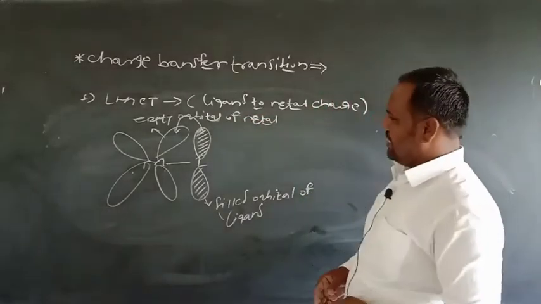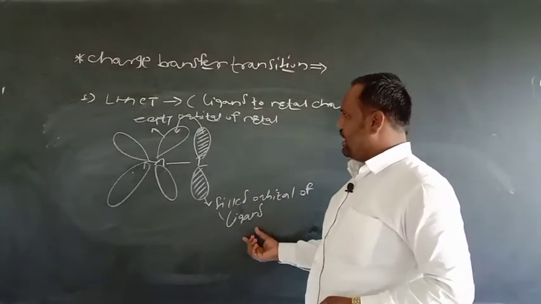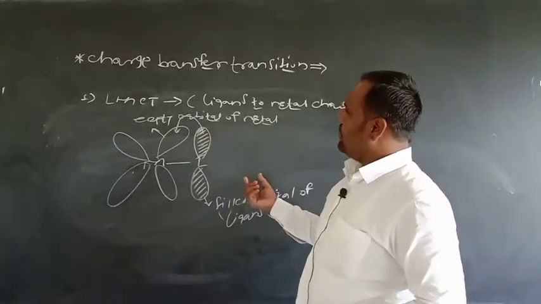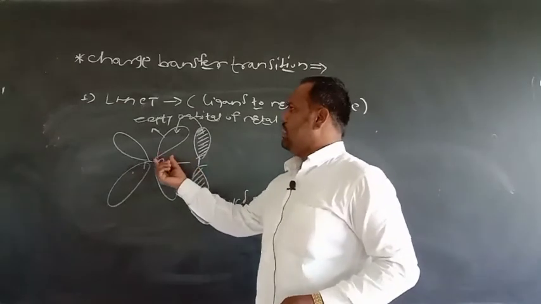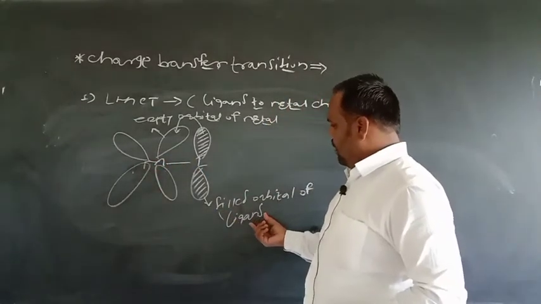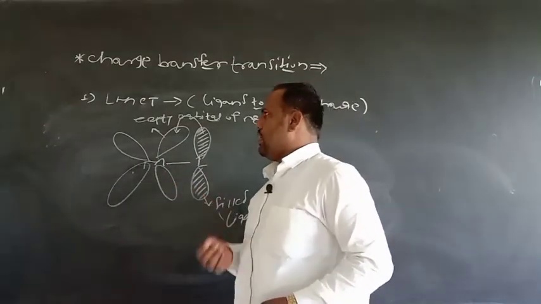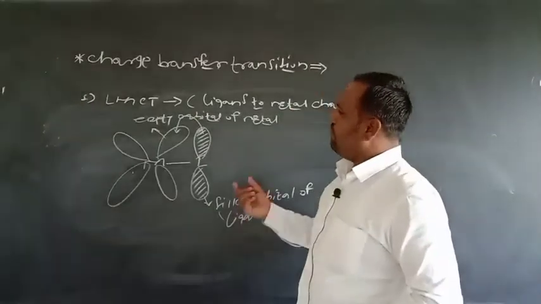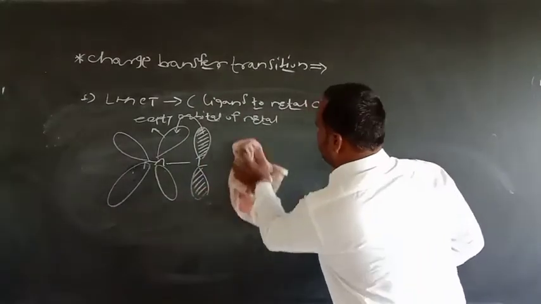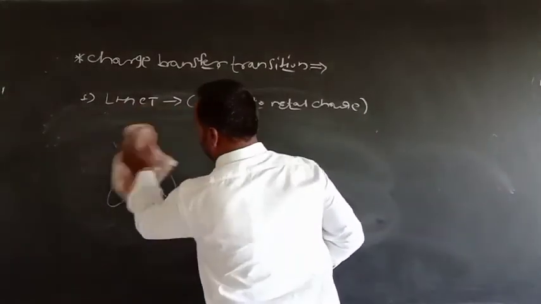So let us discuss the characteristics of the ligand and the characteristics of this metal atom. There is transfer of charge from ligand orbital to the metal orbital. So the ligand orbital should be fully filled while the metal orbital should be empty or vacant. Let us see some important characteristics regarding this LMCT.